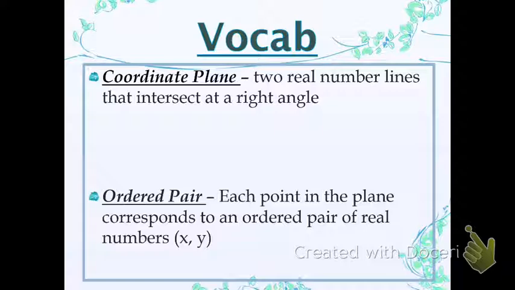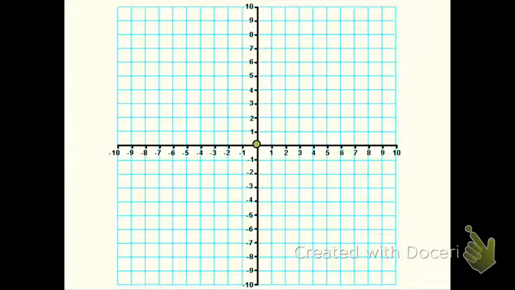And every ordered pair is going to show up in parentheses, and it will have numbers, like maybe 3, 2. And the first number is always the x value, the second number is always the y value. Again, you're going to see some examples here in just a short moment. So this grid is a coordinate plane. This point at the center, where the two number lines intersect, that's called the origin. It's the ordered pair 0, 0.